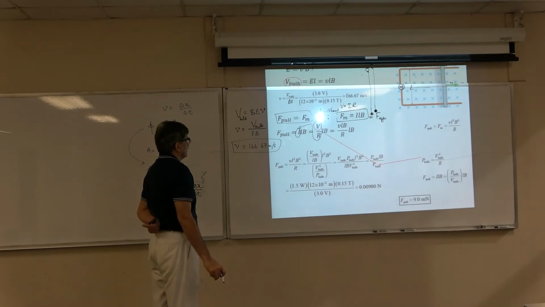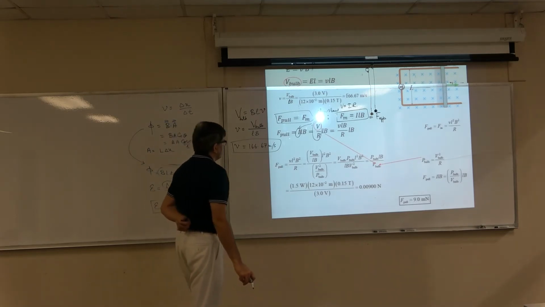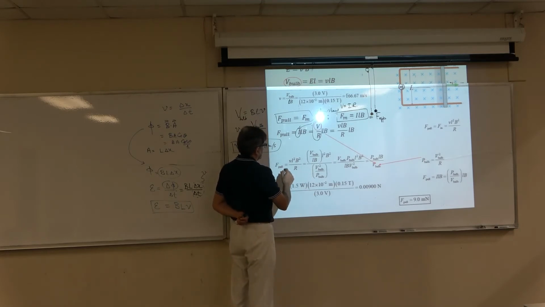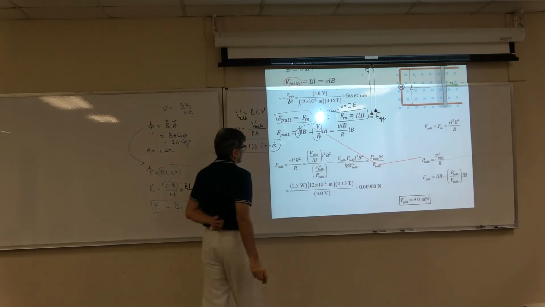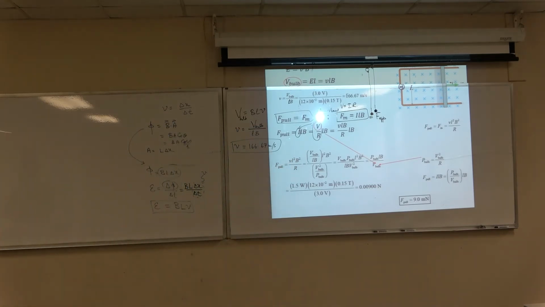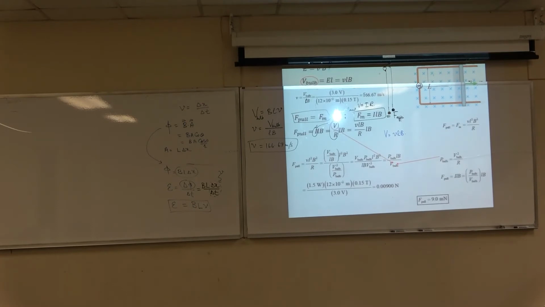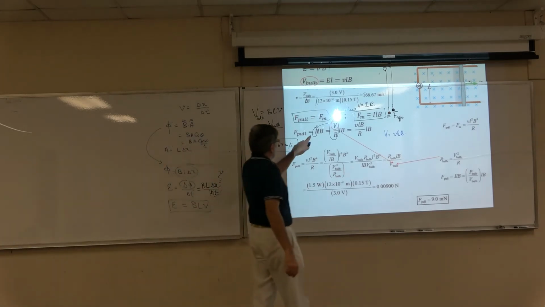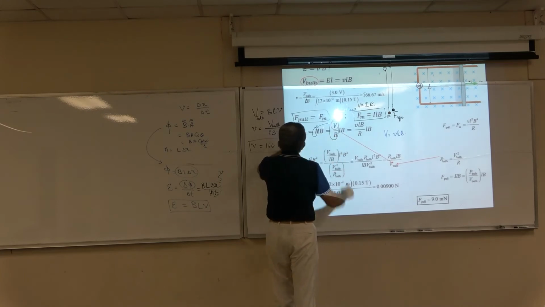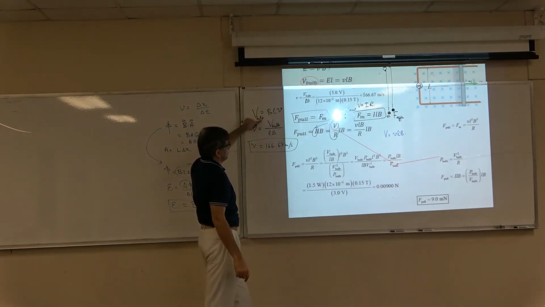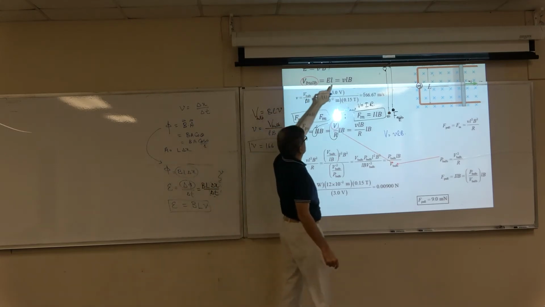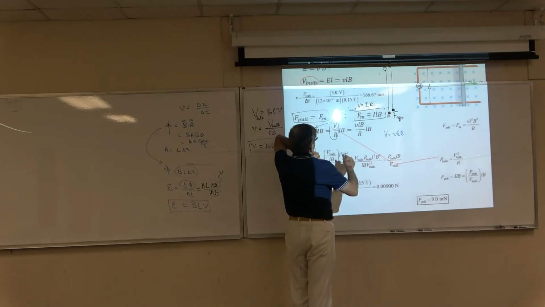Now, what can we do from here? So I is equal to, using Ohm's law, V over R, and we know that the potential difference across the bulb is equal to the velocity times the length times the magnetic field.